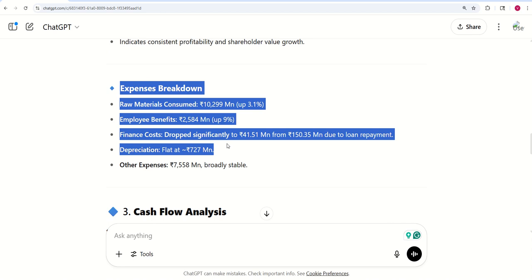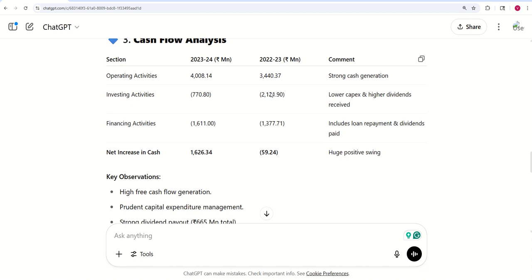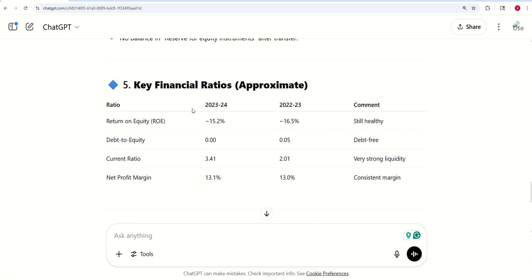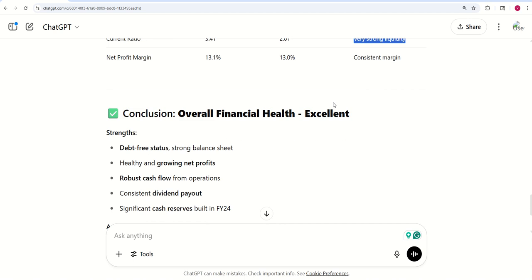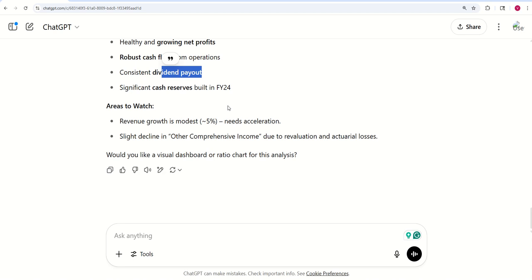Then the expenses breakdown. It's very good, showing the different expenses. Then cash flow analysis, then key observations: prudent capital expenditure, equity changes. Key financial ratios: ROE healthy, debt to equity shows a debt-free company, strong liquidity position. Current ratio is 3.41, which is very strong. Overall conclusion: financial strength excellent. Strengths are debt-free status, growing profits, robust cash flow, consistent dividend payment, and significant cash reserve built in the current year. Areas to watch: modest growth.